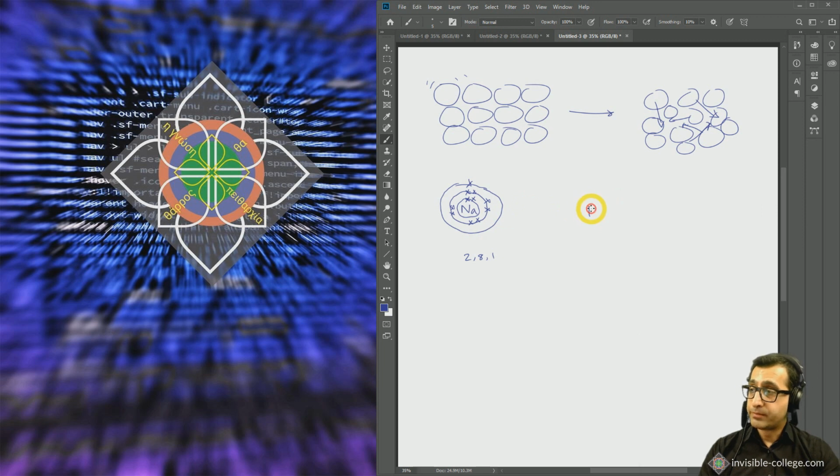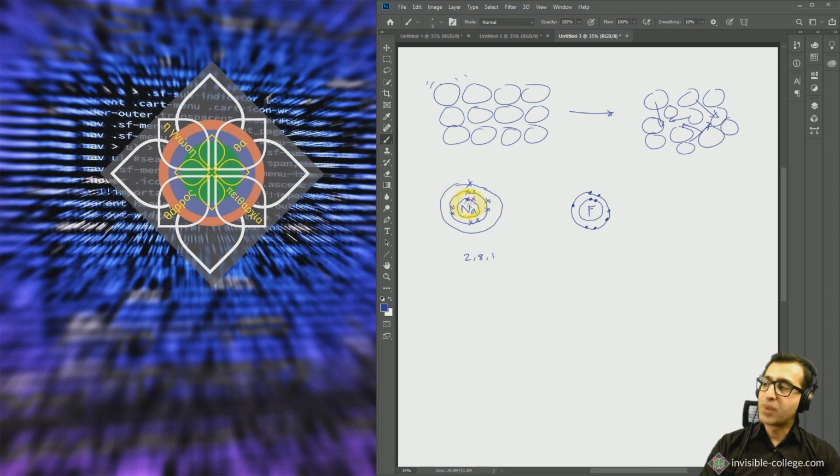Now, with fluorine, we have a group 7 element, which is in the second shell, so there's only 2 shells. Let me draw these electrons as dots. The first shell has 2 electrons, and the outer shell, which is the second shell, has 7 electrons in it. So 1, 2, 3, 4, 5, 6, 7.